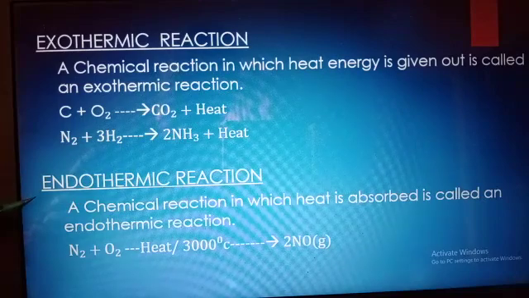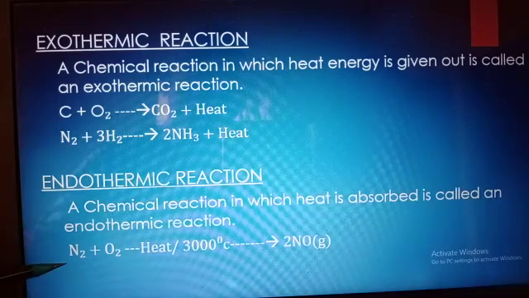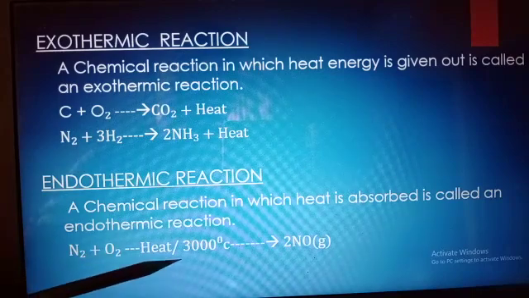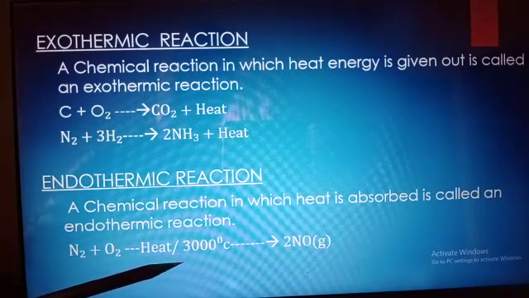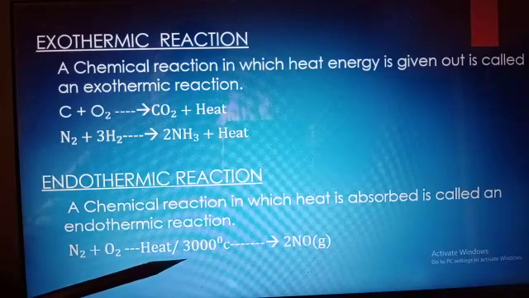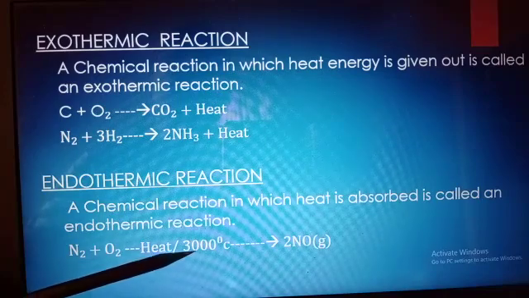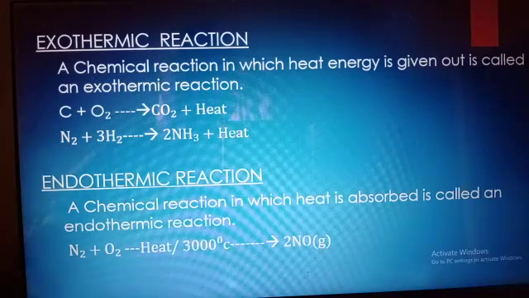Similarly, endothermic reaction is a reaction in which heat is absorbed. That is why it is called an endothermic reaction. Here you can see nitrogen mixes with oxygen, which requires almost 3000 degrees centigrade, and with the help of this temperature only, they become nitric oxide.